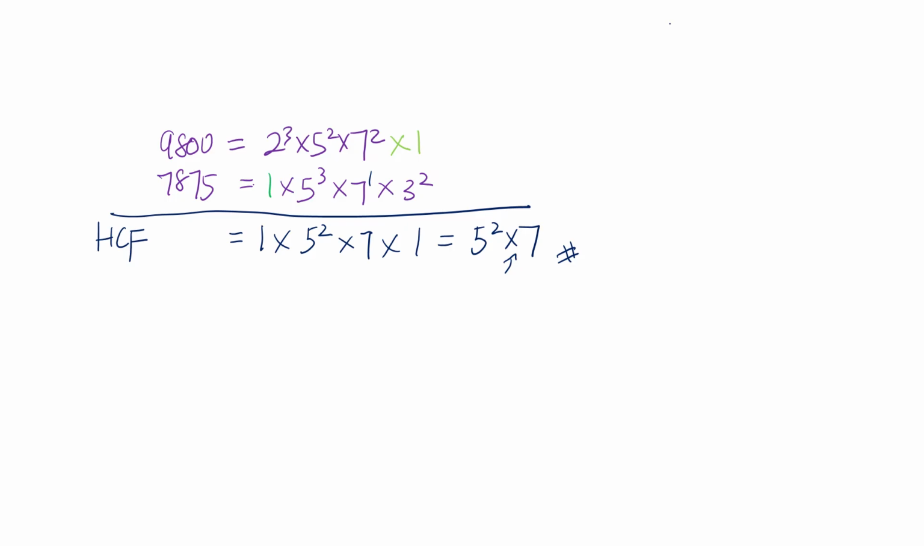So to find the LCM, just choose the biggest of the two numbers. So 2 cubed and 1, we choose 2 cubed. 5 squared and 5 cubed, we choose 5 cubed. 7 squared and 7 to the power 1, we choose 7 squared. 1 and 3 squared, we choose 3 squared. So that will be the LCM for the two numbers there.